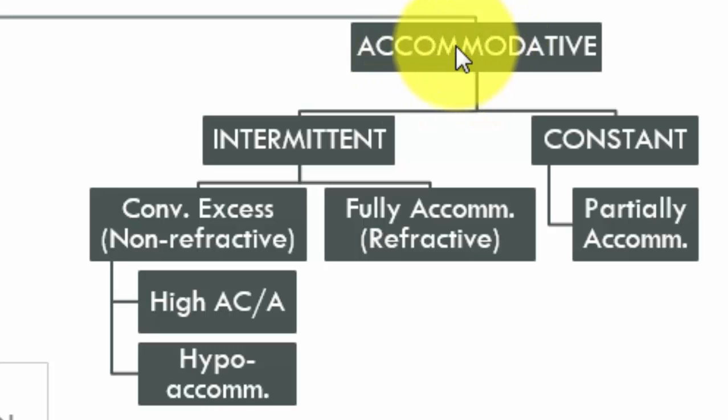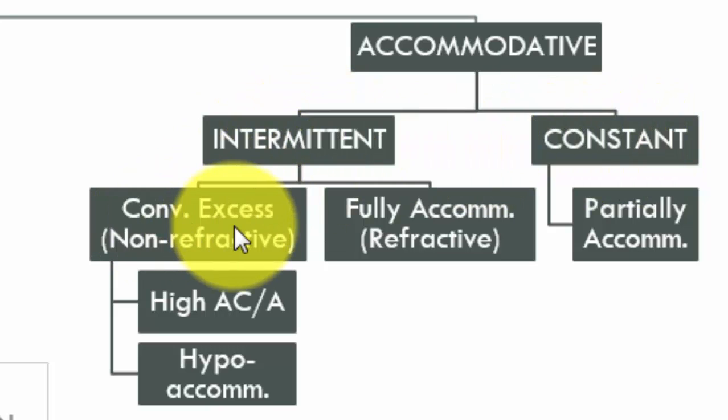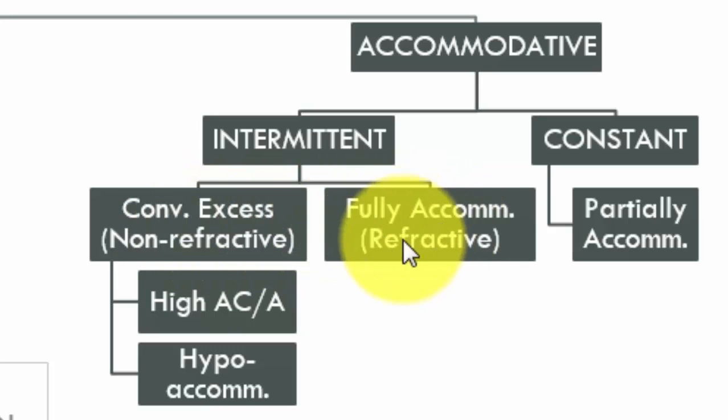Now, with an accommodative ET, you can either have an intermittent deviation or a constant deviation. With the intermittent deviation, you can have a convergence excess deviation, which is also known as a near deviation or a non-refractive deviation, or a fully accommodative deviation, which is also called a refractive deviation. Okay, what do these terms mean? A fully accommodative esotropia, or one that is refractive, is fully related to, is absolutely totally related to refractive error.